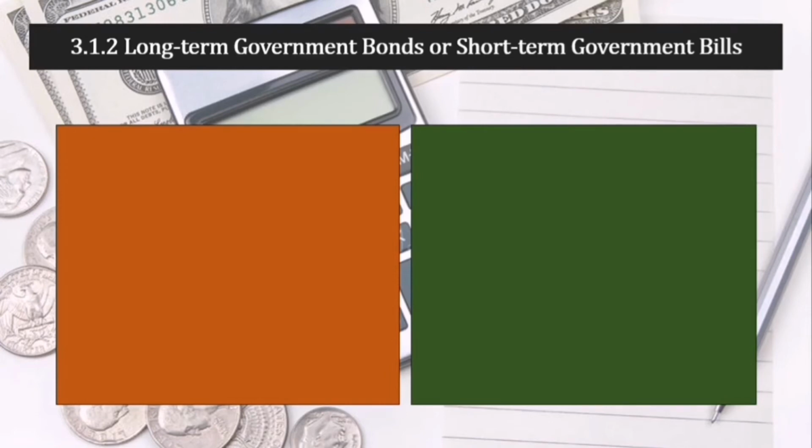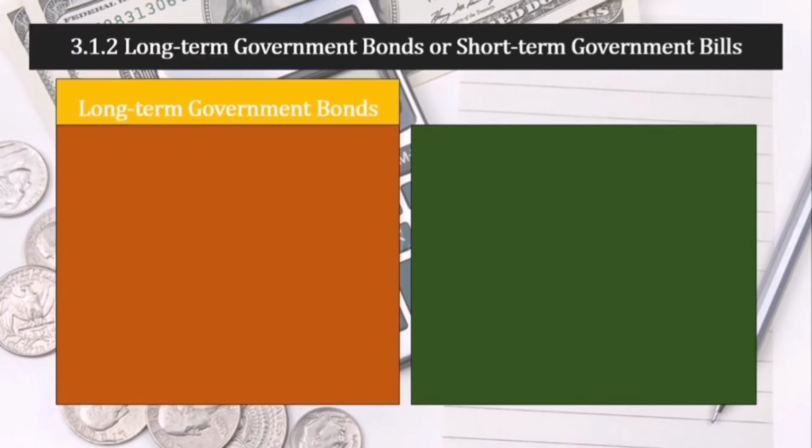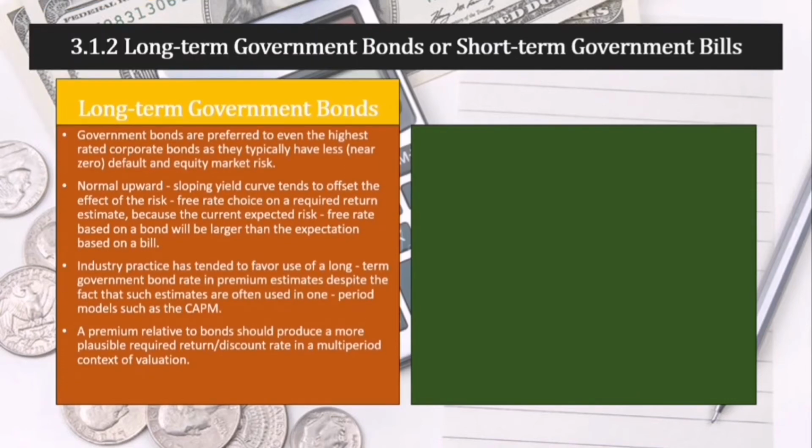3.1.2 Long-term government bonds or short-term government bills. Long-term government bonds. Government bonds are preferred to even the highest rated corporate bonds as they typically have less or near zero default and equity market risk. A normal upward-sloping yield curve tends to offset the effect of the risk-free rate choice on a required return estimate because the current expected risk-free rate based on a bond will be larger than the expectation based on a bill.